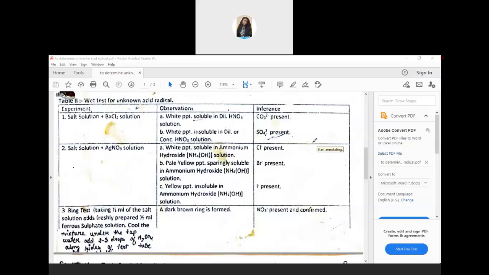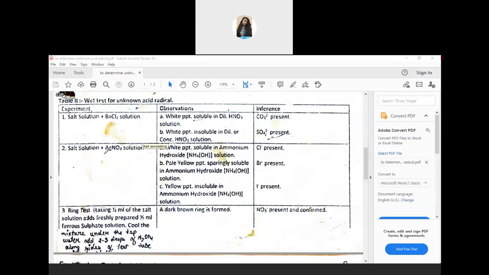So while you can see the white precipitate at the bottom of the test tube, you then have to add dilute nitric acid. If the white precipitate is soluble in the nitric acid, that means carbonate is present. And if the white precipitate is insoluble in the nitric acid, that means sulfate ion is present.